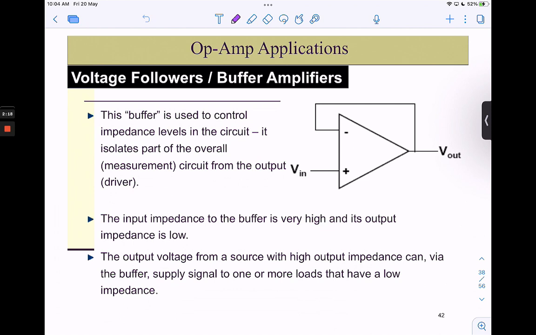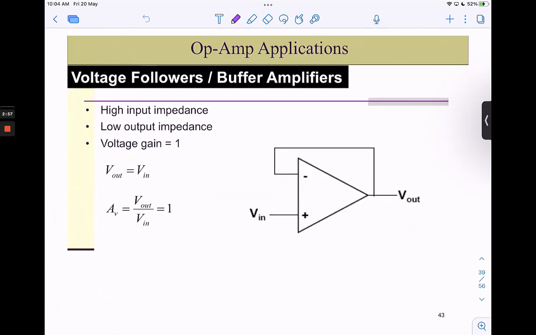When we use this buffer amplifier, it will always draw only a little amount of current because of the nature of the op-amp that has high input impedance. So as a result, the power source will not be affected. Okay, so the output voltage from a source with high output impedance can, via the buffer, supply a signal to one or more loads that have a low impedance.